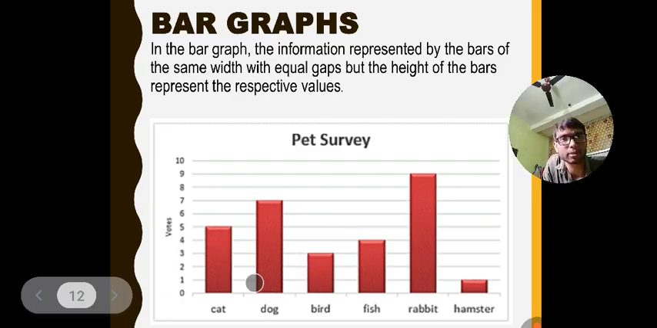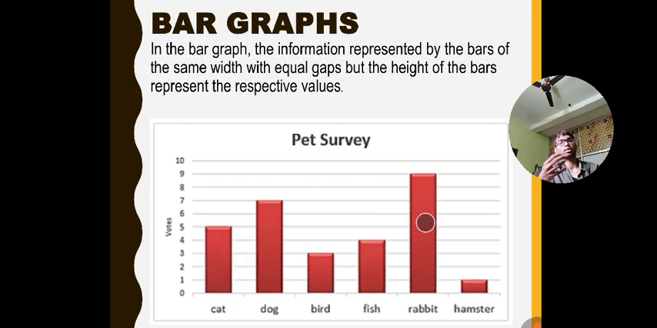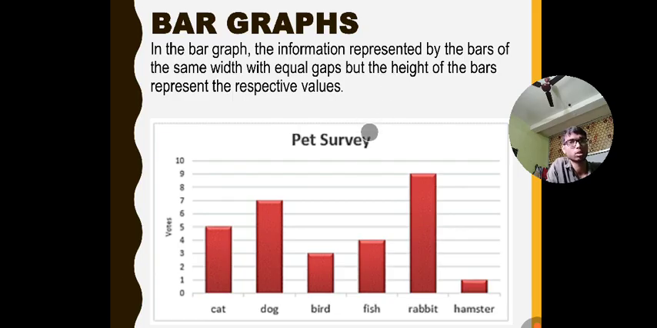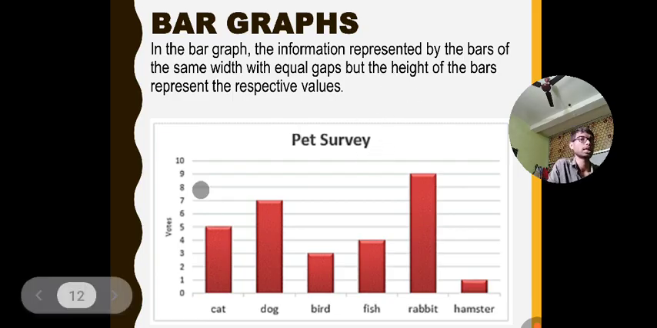Here we are saying pet survey. This cat, how many cats? Five cats. Here we have five cats. Otherwise you can represent this data using pictures of a cat. You will have to represent five pictures, then six, then three, like that. But it is also possible to represent the data by a bar graph.